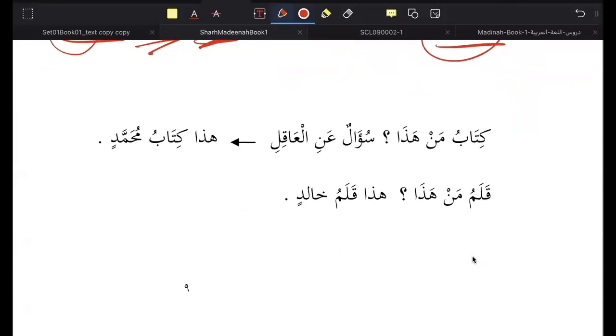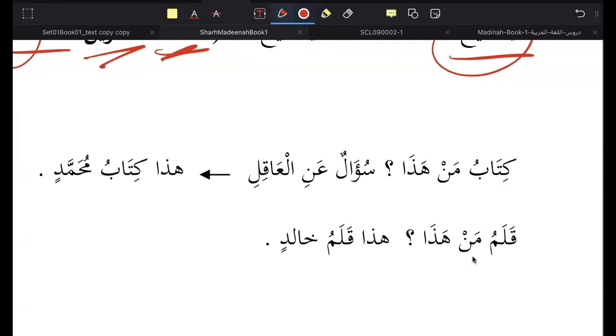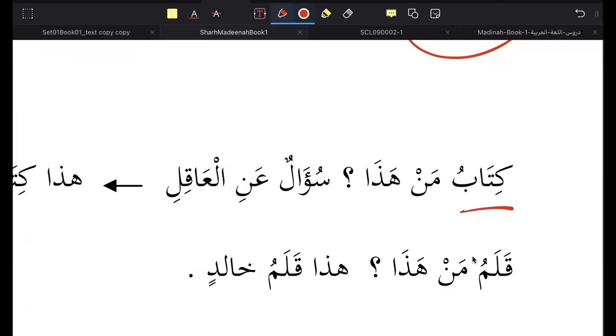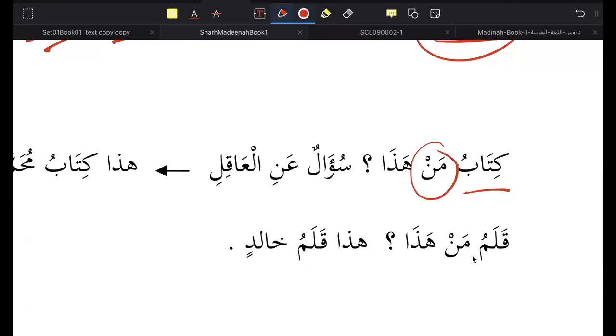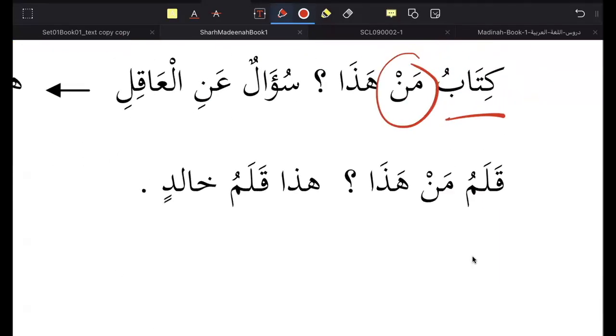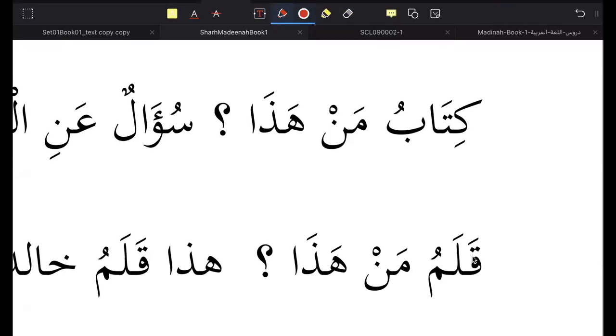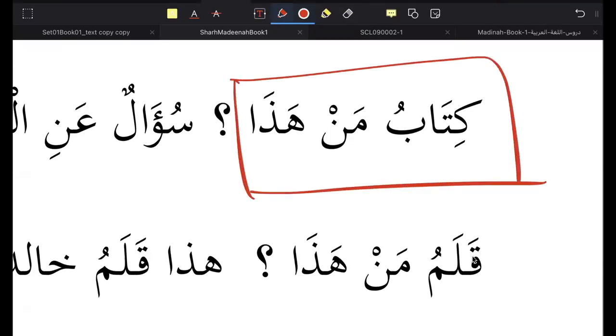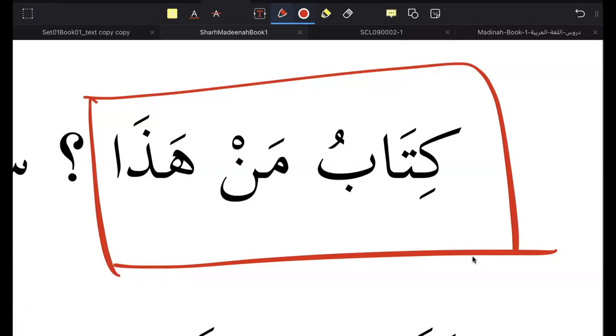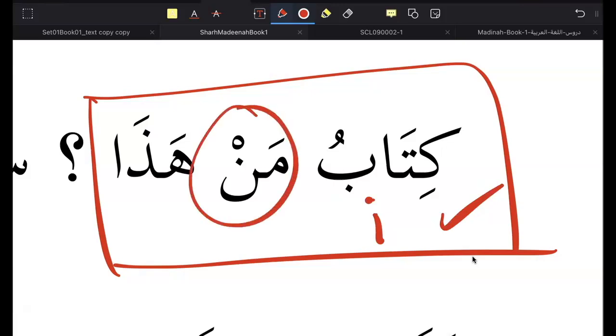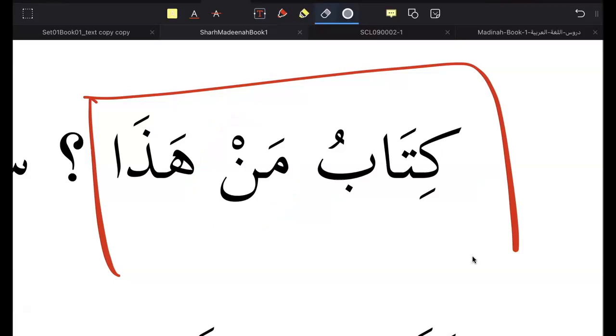So then we have Kitabu man hada. Kitabu man hada, book of who is this? So now let me explain this. The man here, so first of all, where is the mudaf mudaf ilayhi? If we say kitabu man hada, where do you think the idafa construction is? I mentioned that the first word looks indefinite, well, it certainly does. And the second one looks definite, but it's not working because man, we don't understand. Is man indefinite or definite? We don't know, right?